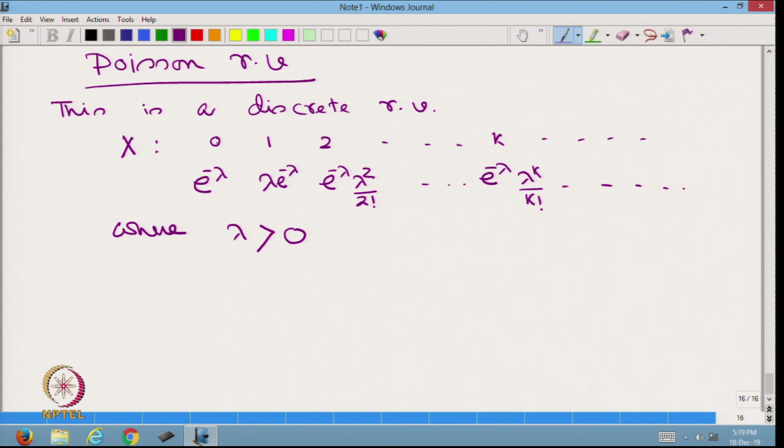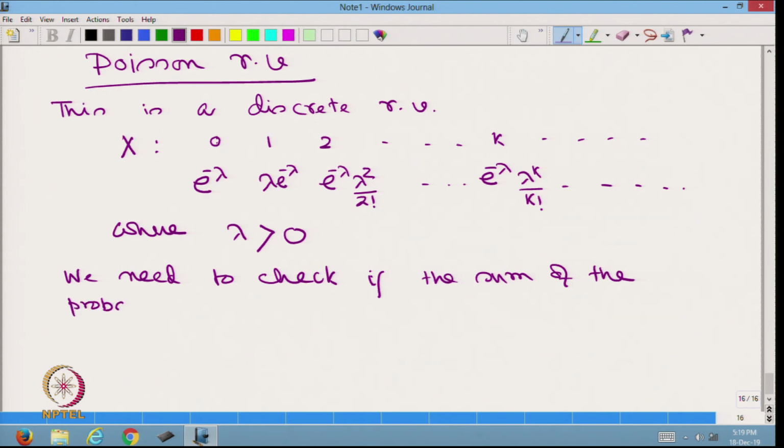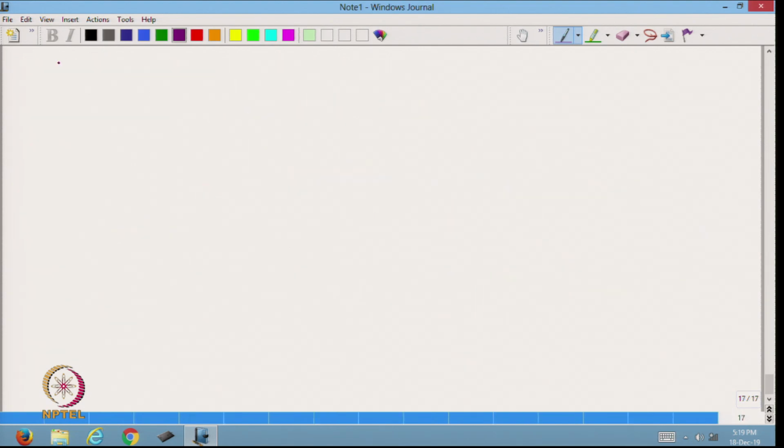Since lambda is greater than 0, all these individual terms are greater than 0. The only thing we need to check is if the sum of the probabilities is 1. We know e to the power minus lambda into e to the power lambda is equal to e to the power 0, which is equal to 1.